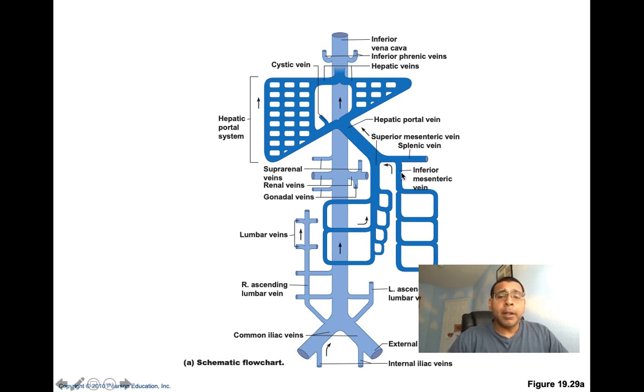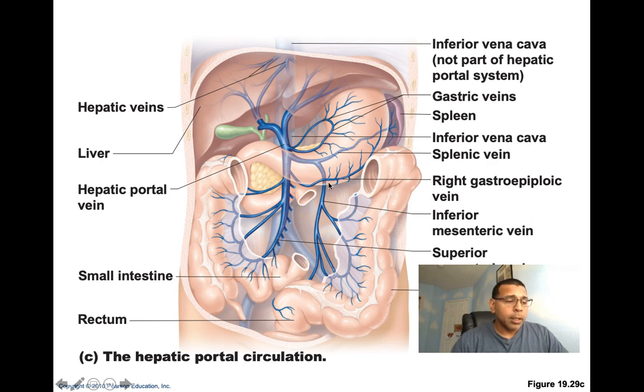Now the inferior mesenteric vein, it drains the distal portions of the large intestine and the rectum. And it joins the splenic vein just before the vessel unites with the superior mesenteric vein to form the hepatic portal vein.